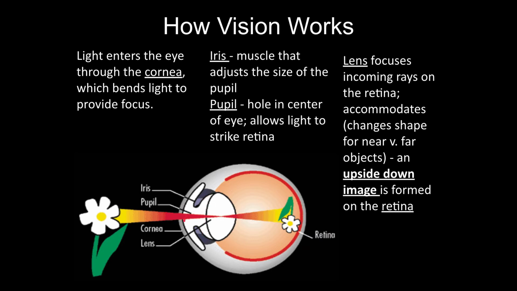The pupil is the hole in the center of the eye that allows light to come in to strike the retina. The lens is responsible for focusing those incoming light rays on the retina. And it accommodates, meaning the lens will change shape depending on if an object is near or far away. An upside down image of what we're looking at is formed on our retina.